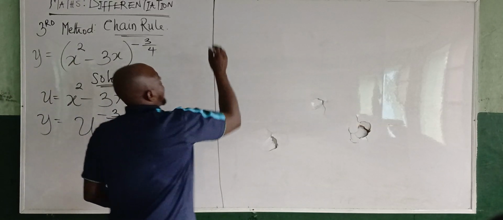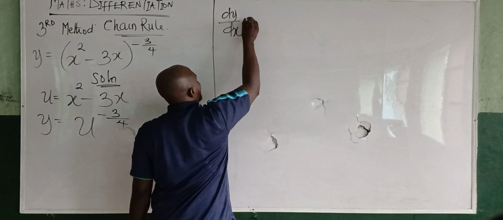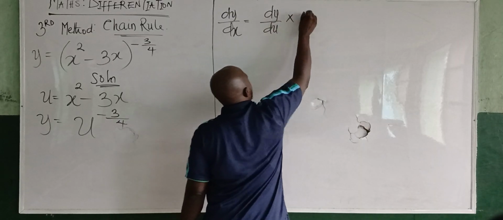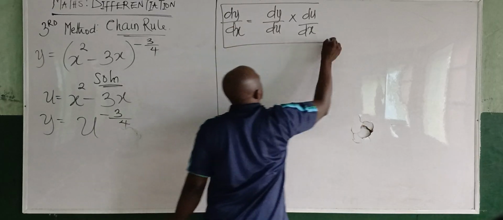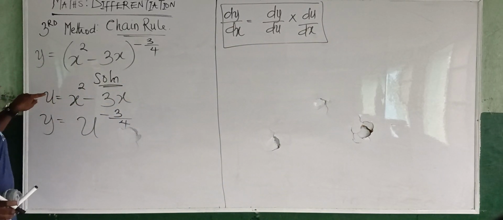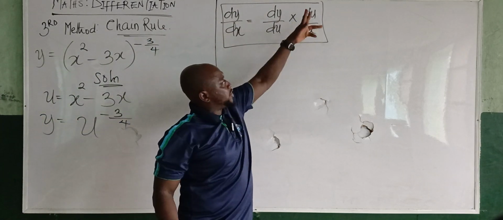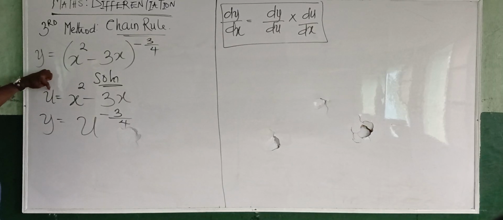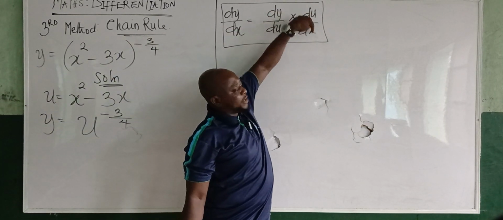Now, by the formula of chain rule, we said dy dx here will give you dy over du times du over dx. So this becomes my formula. So we went further to say that you cannot use u because there is no value for u here. Like all of this one is not u, or all of this one is not y. So what that means is that we are supposed to differentiate u with respect to this x.